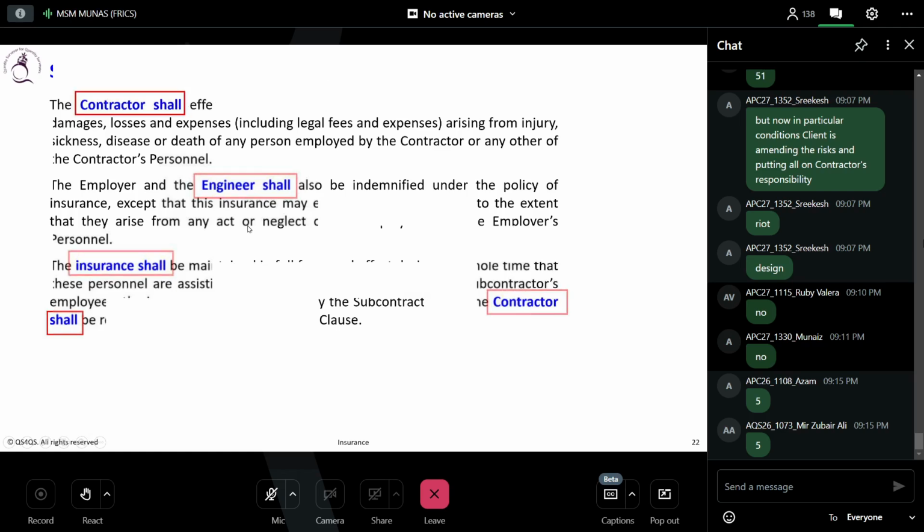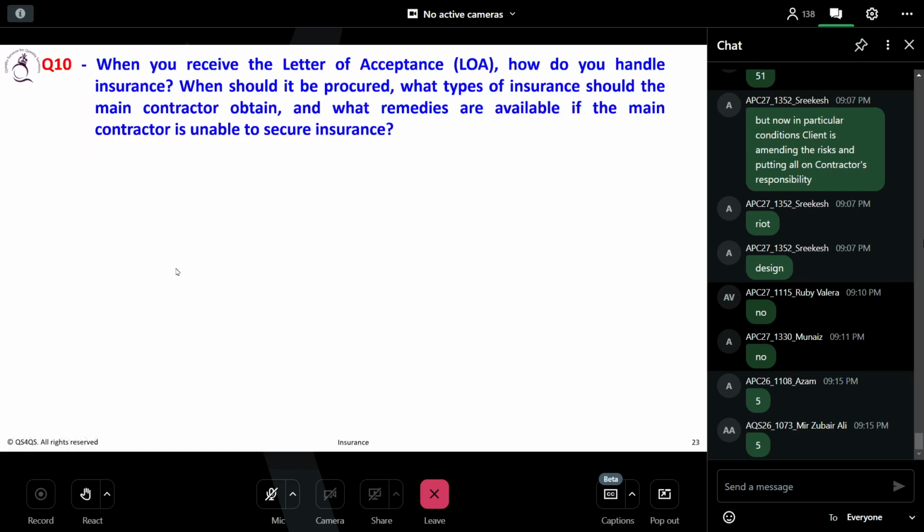Now we should understand this question. When you are reading the question, don't see the notes. That's why I stopped sharing the notes in advance. Do you understand? Sometimes you read the notes. When you receive the letter of acceptance, how do you handle the insurance? When should it be procured? What type of insurance should the main contractor obtain? And what remedies are available if the main contractor is unable to secure insurance? You must know the answer right now. Talk about all of them.